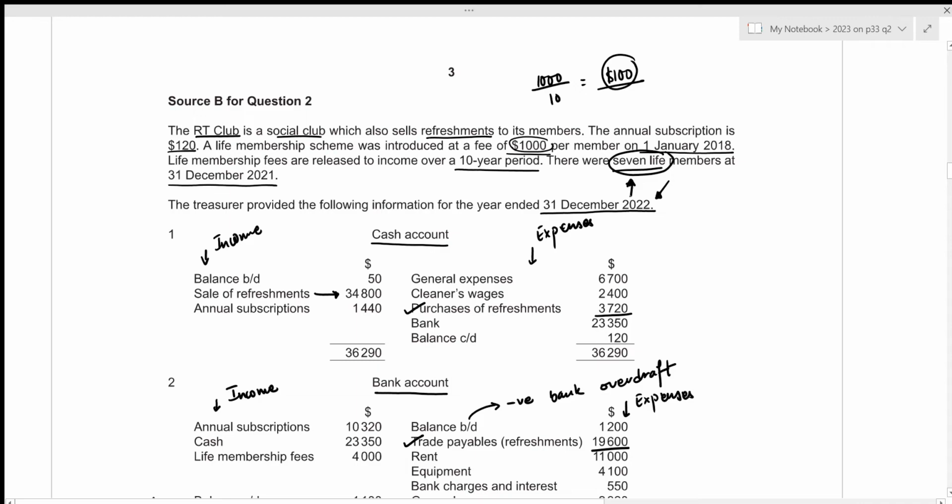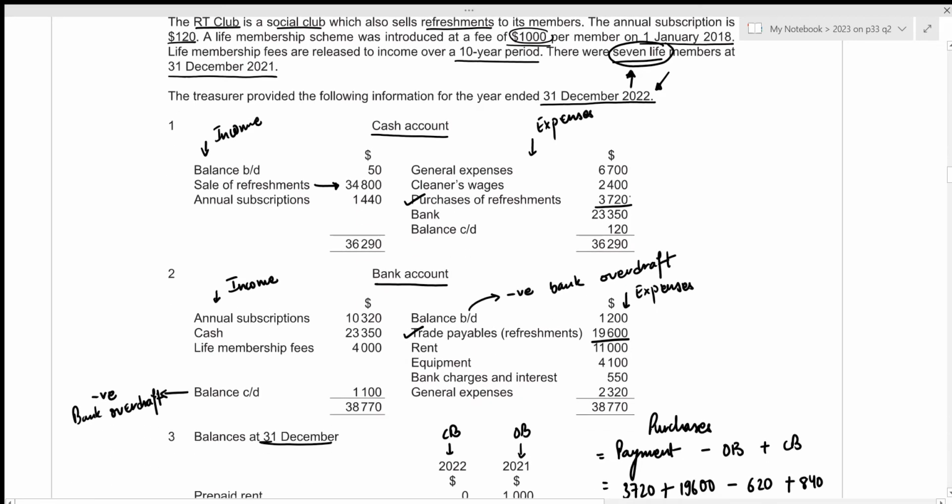Now we also need to look for any additional new life members. So for that, we need to check our income section of cash account and bank account. Within our cash account, we only have annual subscriptions, not our life membership fees. But within our bank account, we can see the life membership fees for a total of 4,000. And remember that one member will have to pay a total of 1,000, right? So 4,000 just refers to 4 new life members.